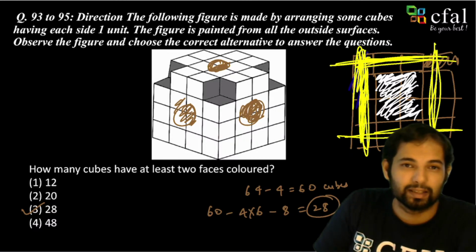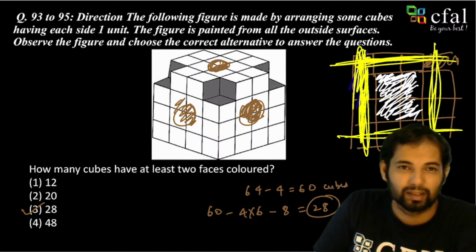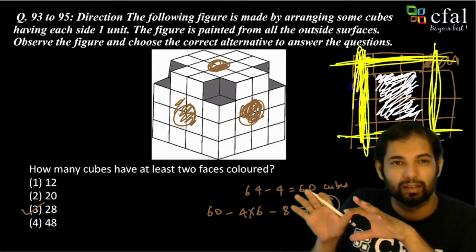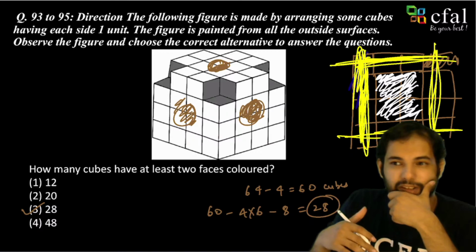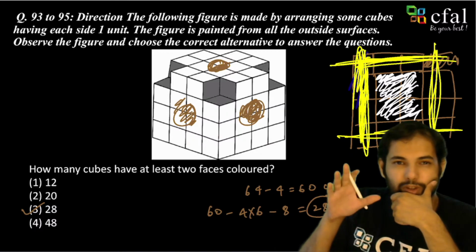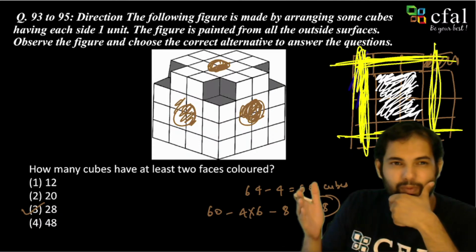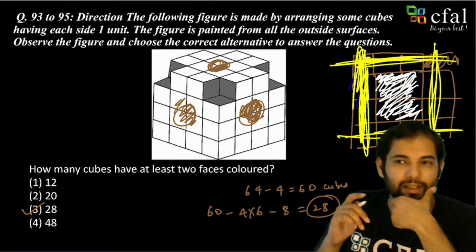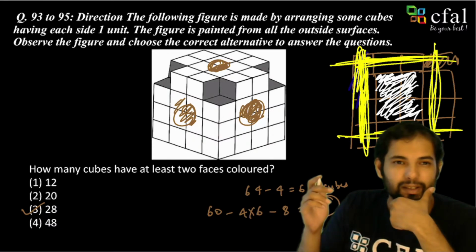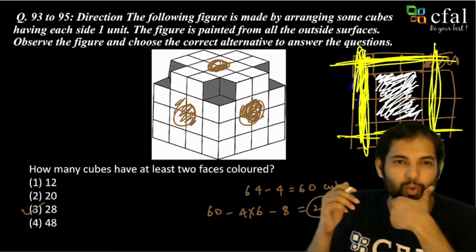So our actual bad answer mistake is 20. Calculation mistake. Okay. So what we did, instead of finding the number of two colored faces, we found the total number of cubes, subtracted the cubes which have only one color, and then subtracted the cubes which have no color.